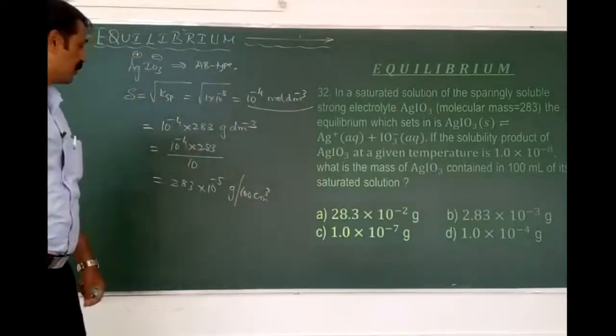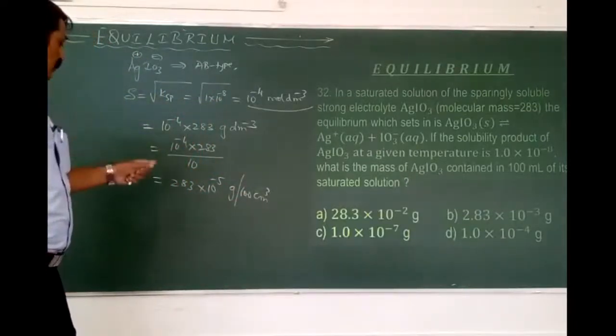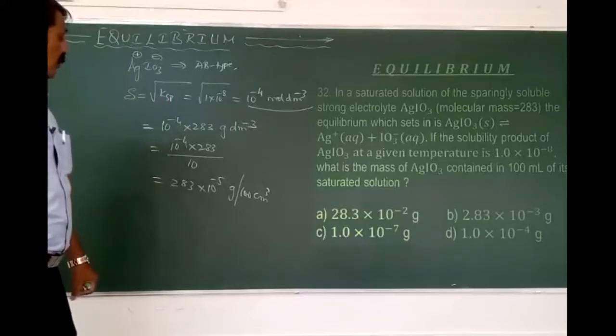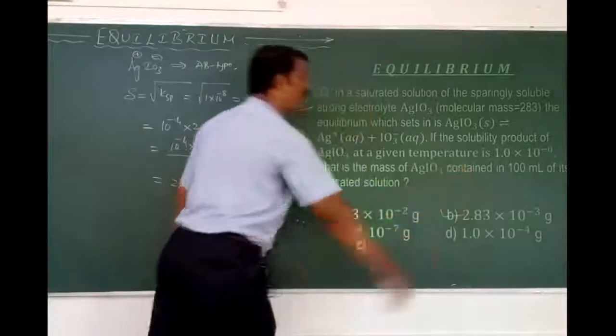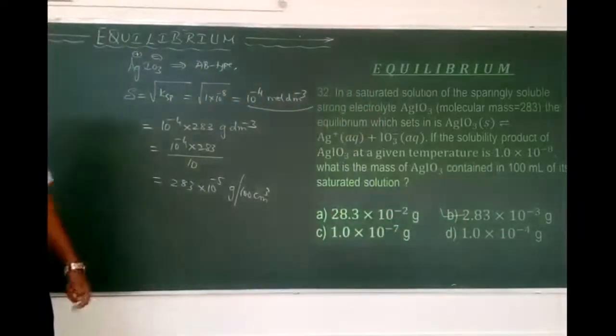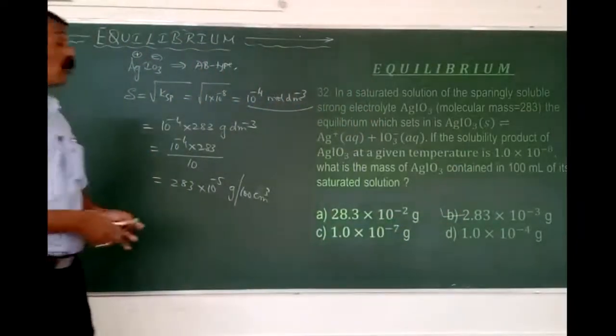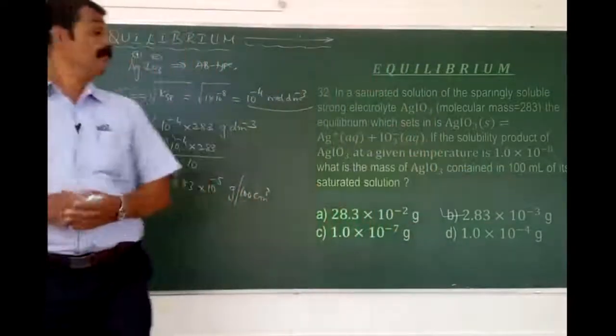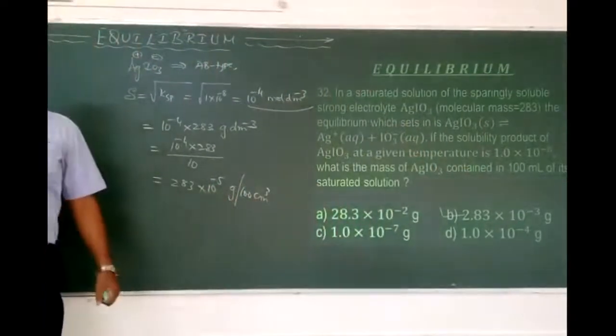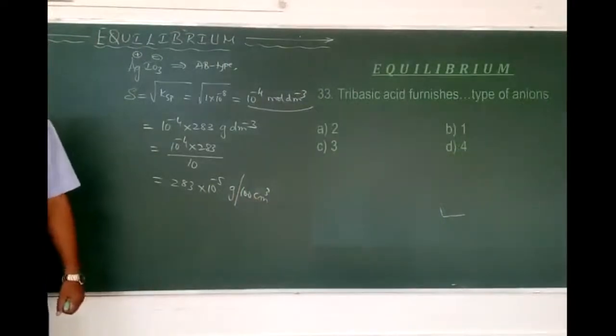So on simplification here, 283 into 10 to the power of minus 5 can also be written as, I think this is correct, 2.83 into 10 to the power of minus 3 in terms of grams. For how much ml? It is for 100 ml. Okay. Let's move on to question number 33.